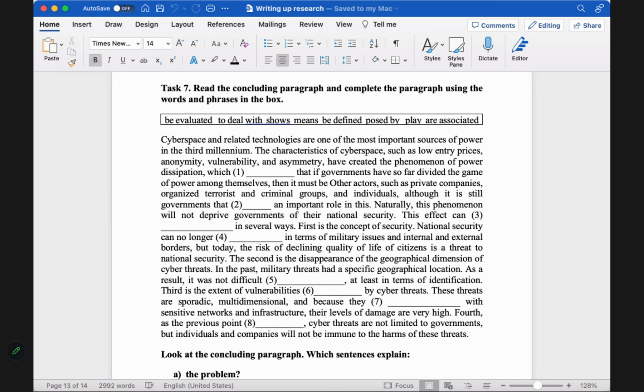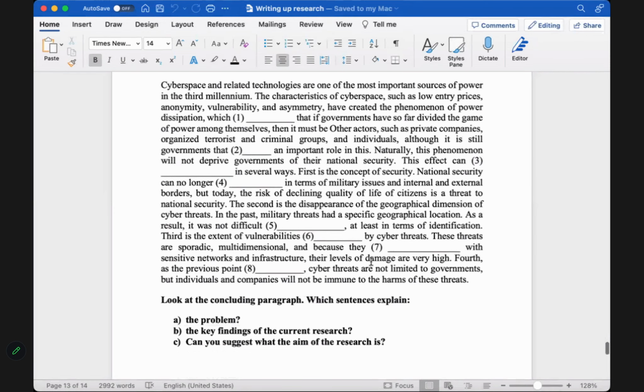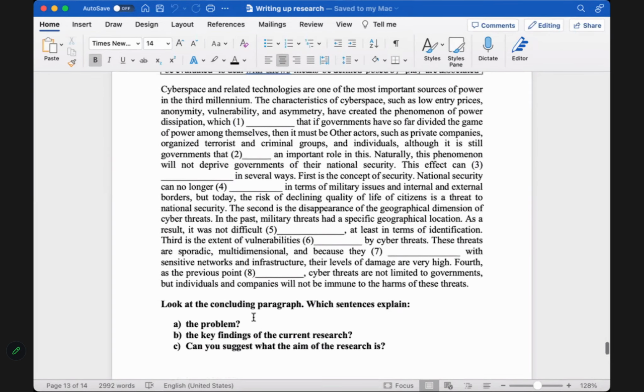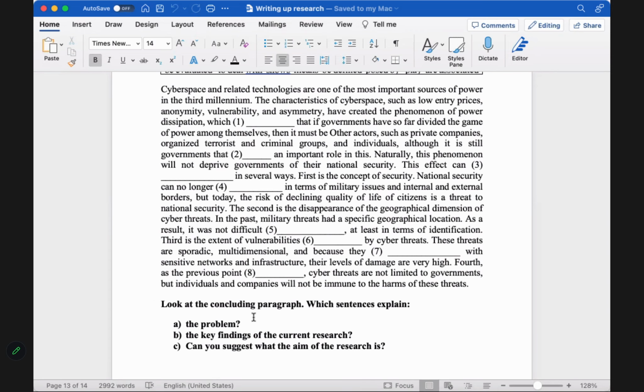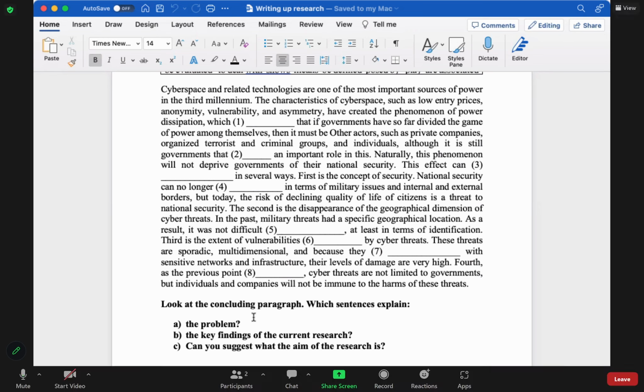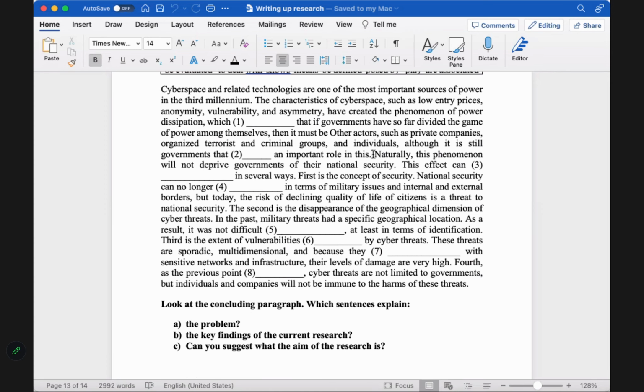Okay. So in the original text, the only two words were in a different order: means in number one and shows in number 8 in the original text. Okay. And which sentence explained the problem? I think it should be in the first sentences. Okay, so up to this line. Yeah, it's a large sentence. Yeah, the first two sentences.